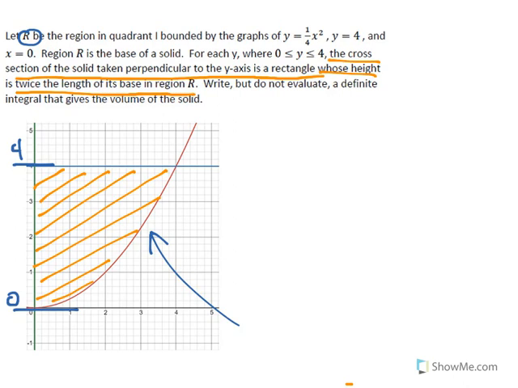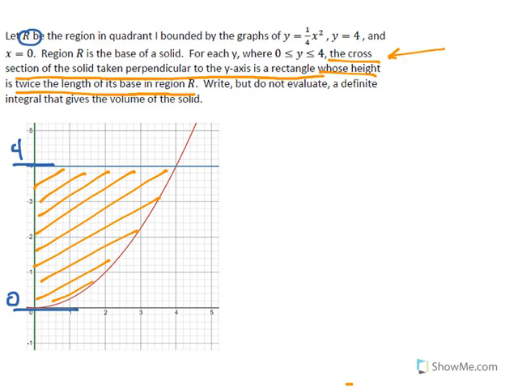And this particular part that I highlighted from the problem statement tells us that when you take a cross-section of this solid perpendicular to the y-axis, each cross-section will be a rectangle whose height is twice the length of its base in region R. So what does that mean? Let's see if we can try to visualize the solid.